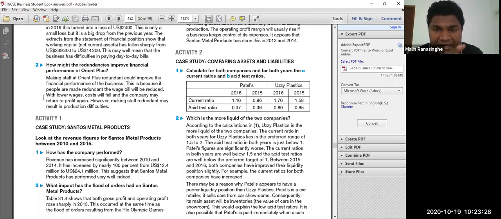That's an analysis point. This will definitely increase the profit by reducing their staff wages, cost and everything. You don't need to pay them. Then, however, the point you're going to analyze is that making staff redundant may result in production difficulties, because you can't produce, it's like a small garment factory.